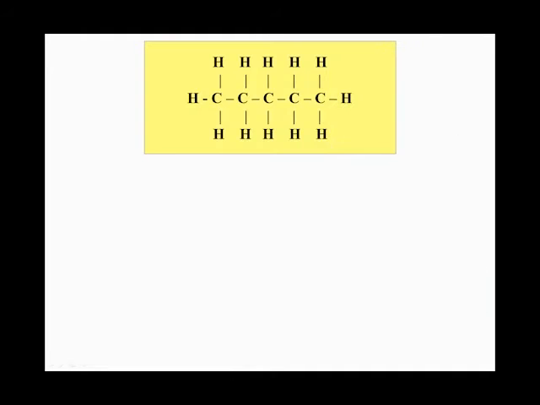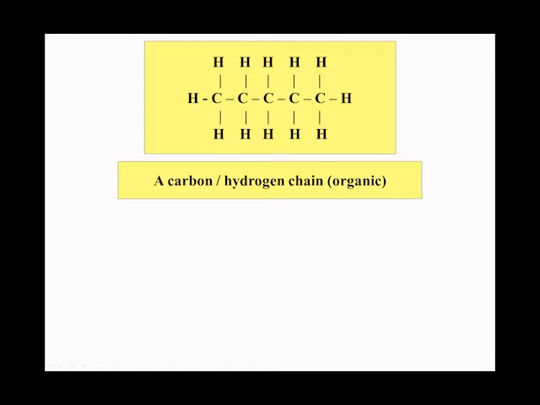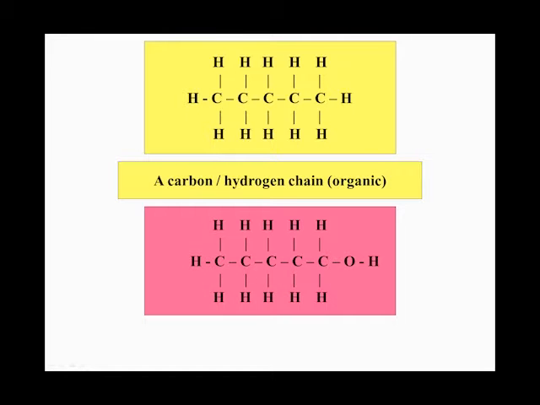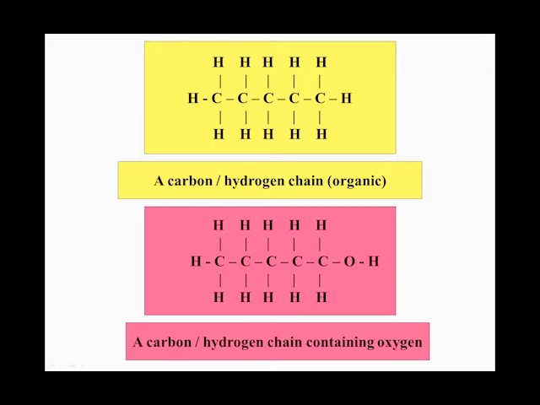Here's an example of a carbon chain. It consists of 1, 2, 3, 4, 5 carbons in a row, each bonded with hydrogen. A carbon-hydrogen chain is an organic compound. Here's another one. This one contains oxygen.